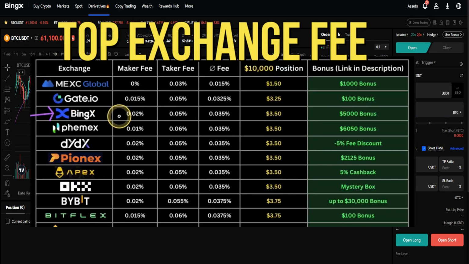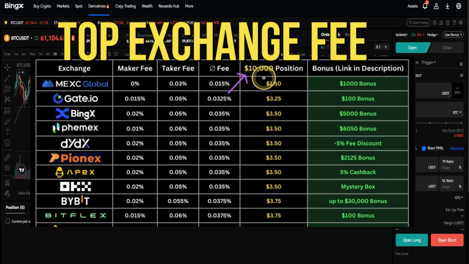Let's look at this little comparison. As you can see, BingX has very good fees. We have a 0.02% maker and a 0.05% taker fee. On average, that means a 0.035% fee. In comparison to all the other fees, it's a pretty good fee. We can see they are not that different in other exchanges, but it's definitely a good fee.